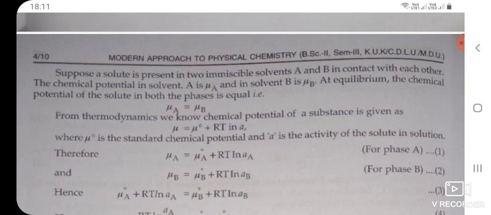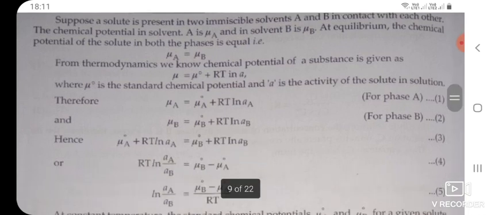Suppose a solute is present in two immiscible solvents A and B in contact with each other. The chemical potential in solvent A is mu A and in solvent B is mu B. At equilibrium, the chemical potential of the solute in both the phases is equal, that is, mu A is equal to mu B. From thermodynamics, we know the chemical potential of a substance is given as mu is equal to mu naught plus RT ln a, where mu naught is the standard chemical potential and a is the activity of the solute in solution.